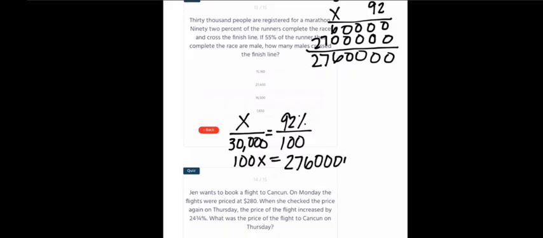Bring that number down here. Divide by 100. I get x equals 27,600. This is the number of people that cross the finish line. Is this my answer? No. Because it's asking out of those people how many males.